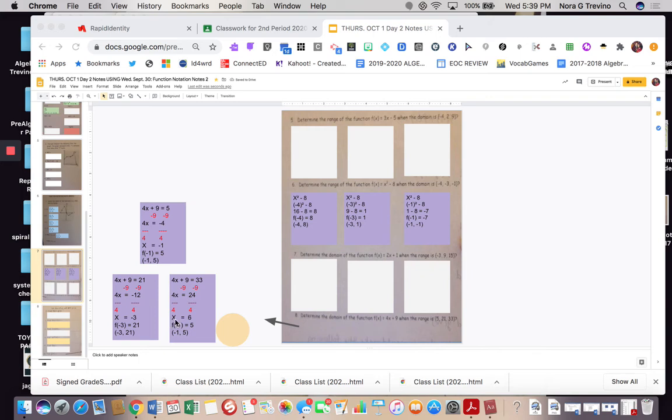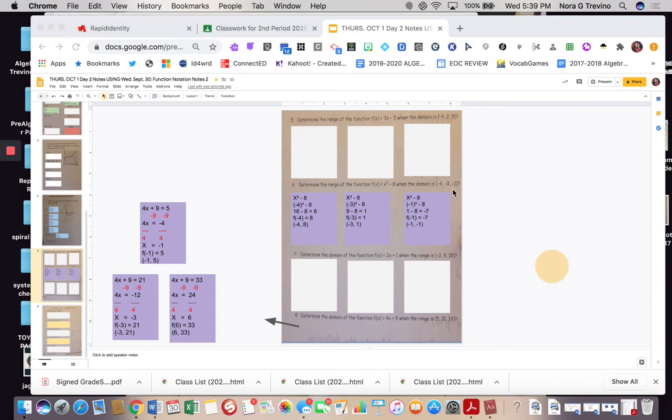So here's how you would write it. X is your input. He's the one that goes inside your parenthesis. And then the output that we used was 33. So your ordered pair is going to be 6, 33. And there it is.